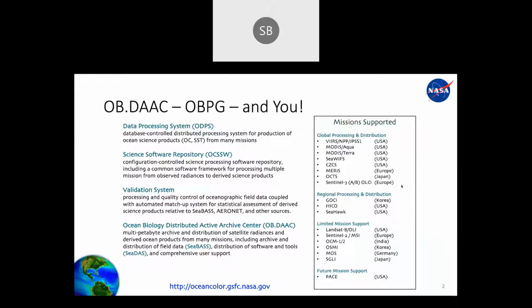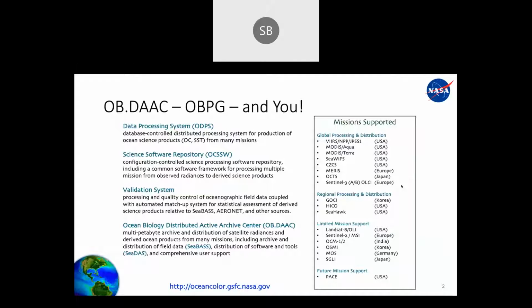We have a multi-petabyte archive that allows us to store and distribute satellite radiances and derived products from a number of missions, including the list over here on the panel on the right. A number of these missions are global in that they collect near global or global coverage every day or two. Those include missions such as VIIRS, MODIS, SeaWiFS, CZCS, and some international partner missions we have as well, MERIS, OCTS, and the Sentinel-3 OLCI sensors.